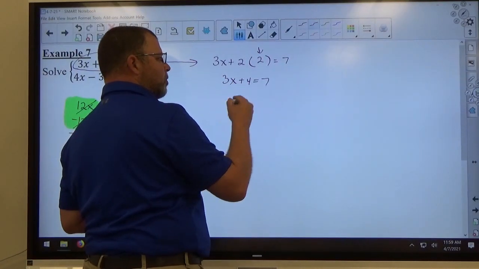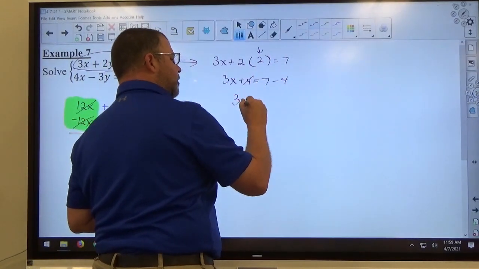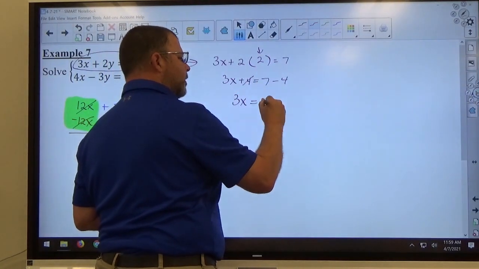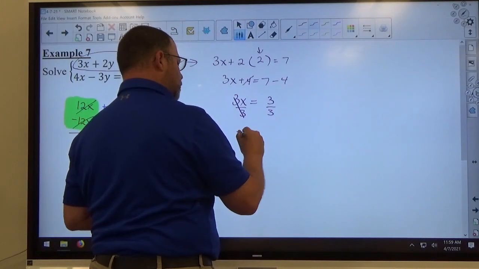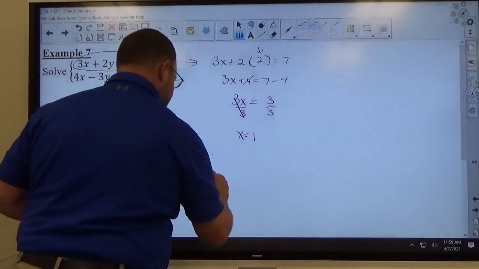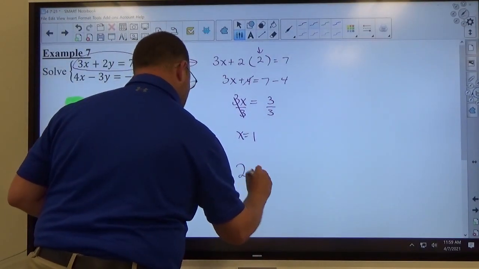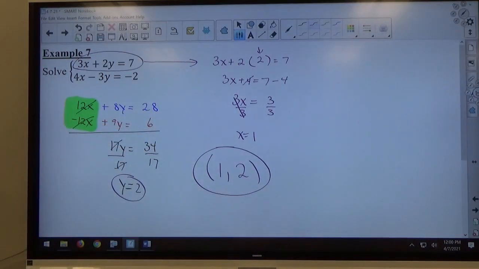Now it's just a basic algebra problem. Move the constant over to the other side. 3x left on the left is equal to 3 on the right. Divide both sides by 3 to get rid of the coefficient. x equals 1. And once we know both x and y, x goes first, y goes second. Doesn't matter what order you find them in, you always put x first, y second in your ordered pair.